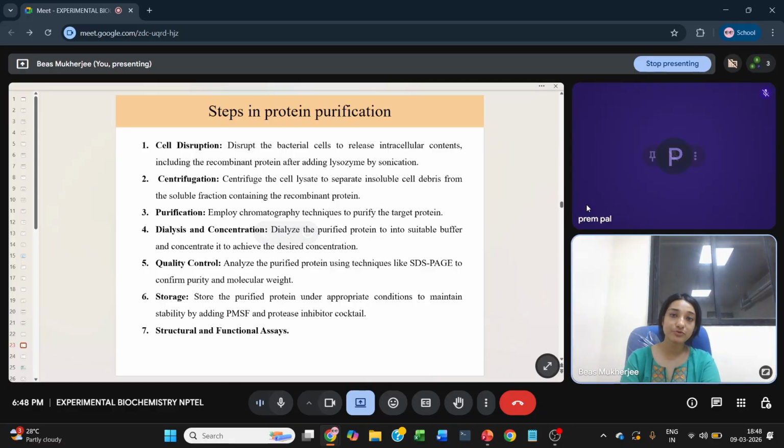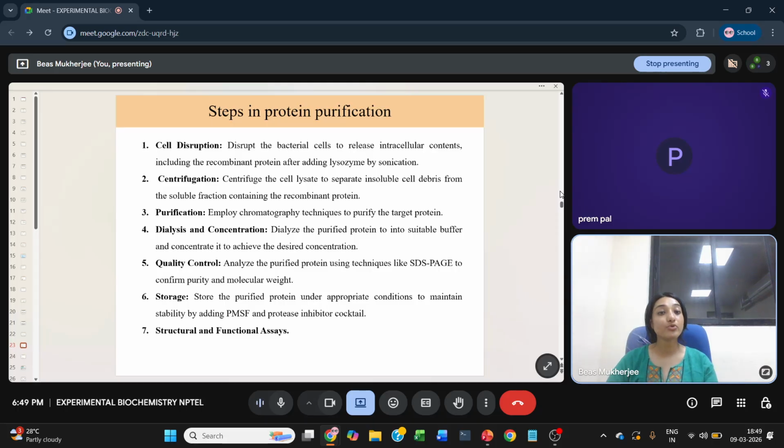Now, steps in protein purification, cell disruption. So, disrupt the bacterial cells to release the intracellular contents, including the recombinant protein, after adding lysozyme. Lysozyme is the one that breaks the cell wall of the bacteria, followed by sonication. Okay, centrifugation: you're spinning the cells and all the insoluble cell debris come to the bottom in the form of a pellet. All the media, all the soluble portion of the proteins, the DNA, RNA, everything goes into the soluble portion, and the supernatant is collected.